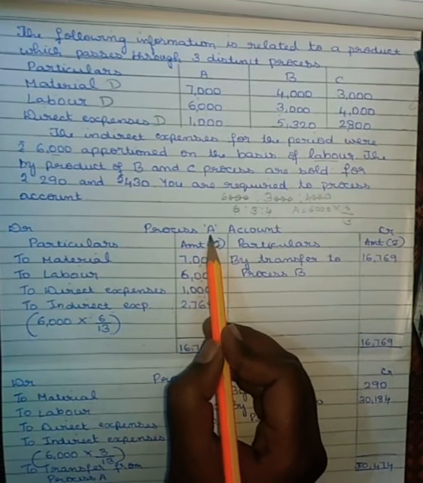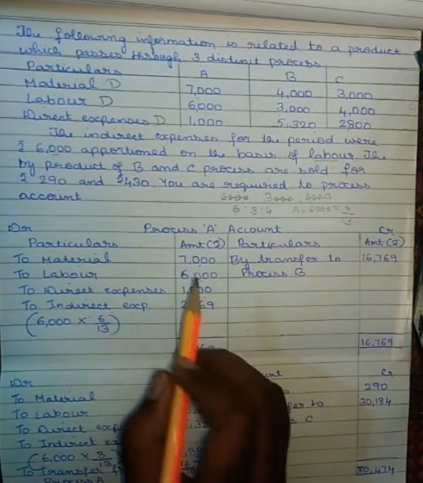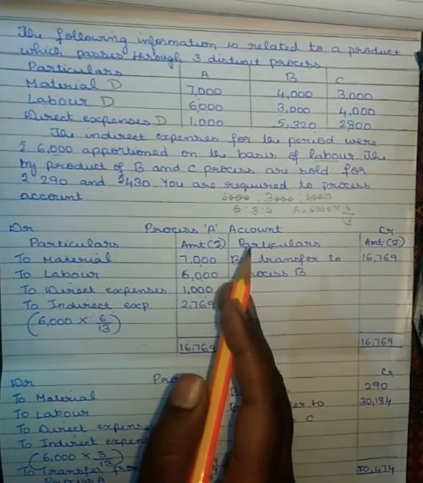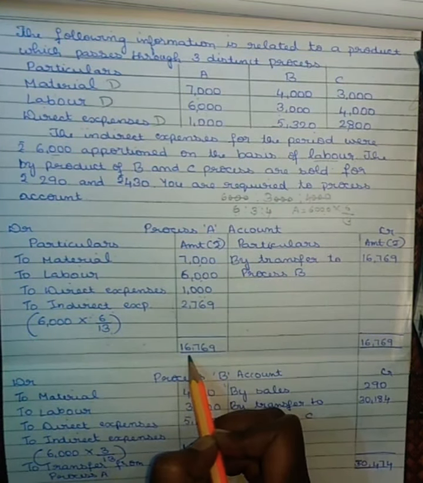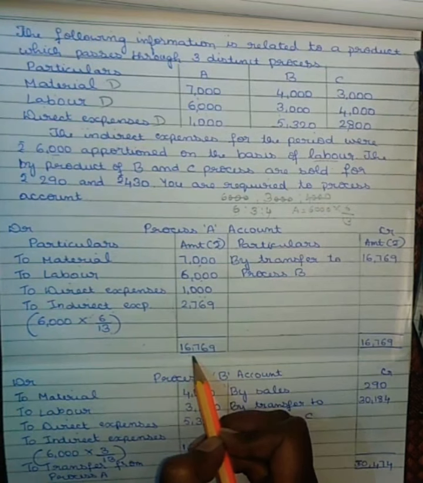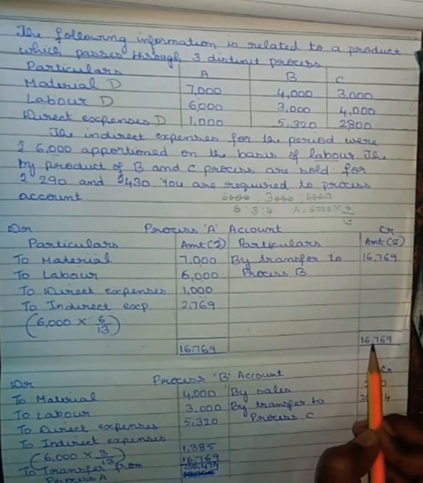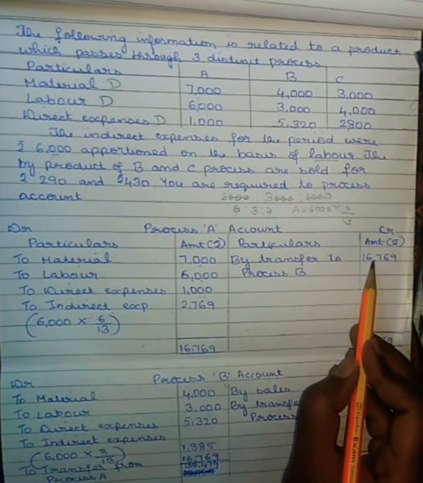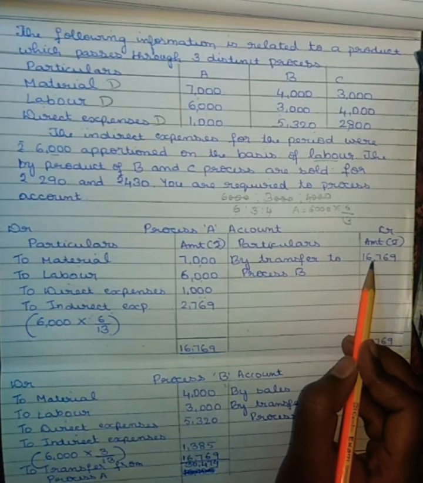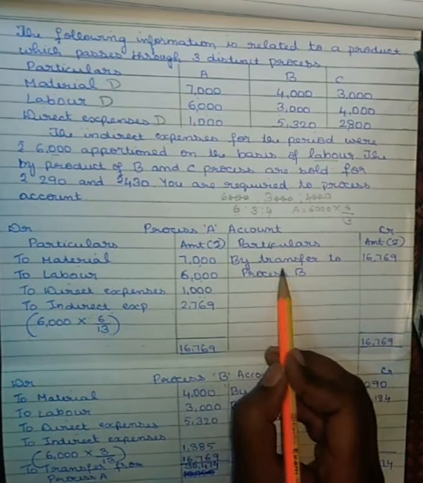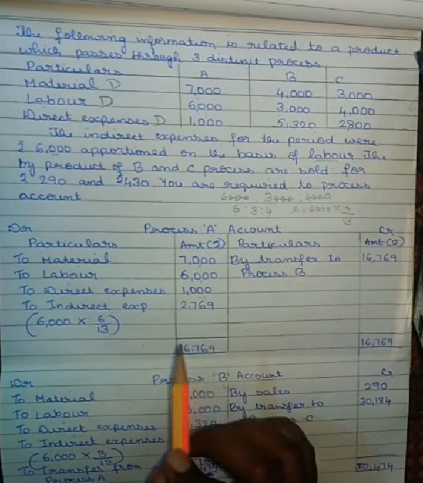to the next process. Now after process A, what is the next process that we have? Process B. So the value that we get will be transferred to process B. Now if you balance, the debit side total will come up to 16,769 and the credit side balances it. So close this account: this balance of 16,769 will be transferred to process B. That is why I have written it as by transfer to process B. Okay. Now let's move on to the process B account.